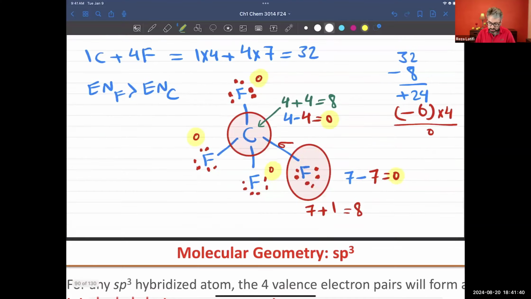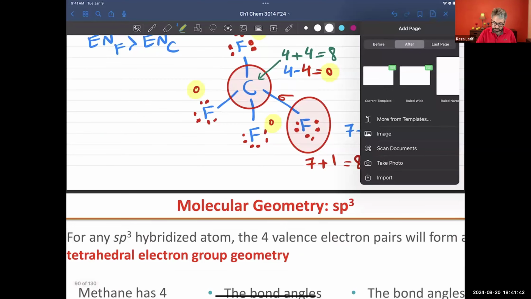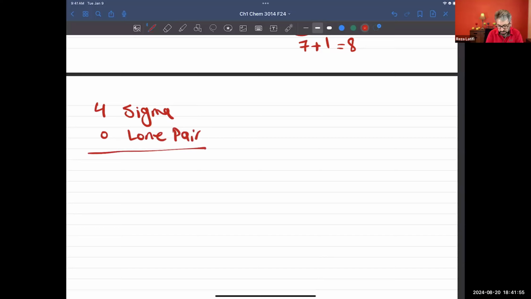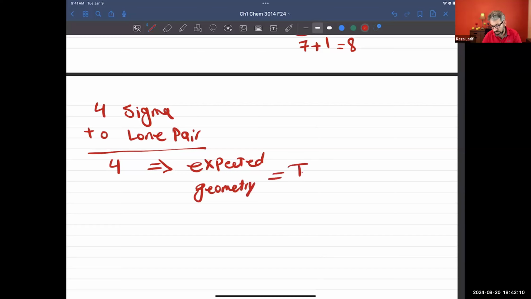I got 4 sigma and 0 lone pair on the central atom. Sigma plus lone pair will be 4. The expected geometry will be tetrahedral.